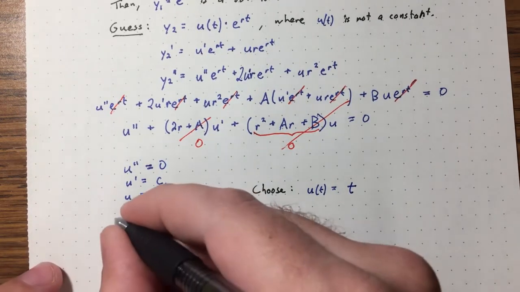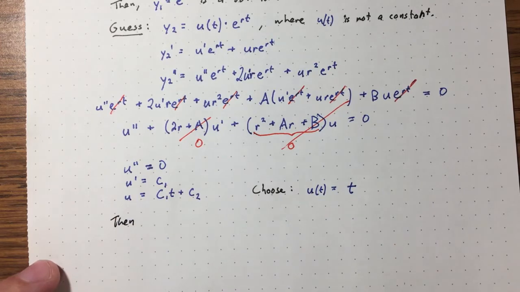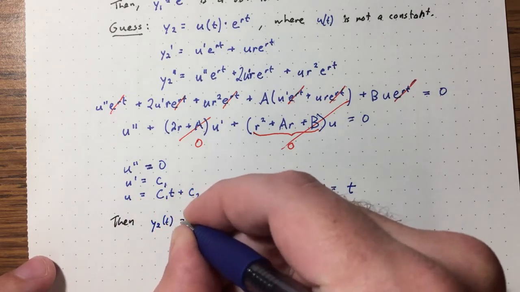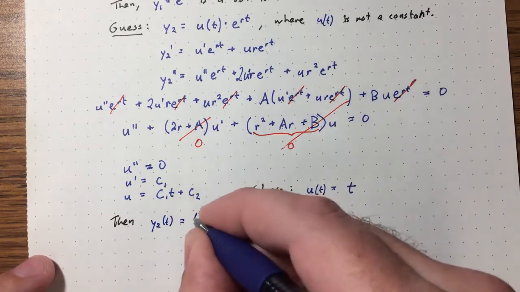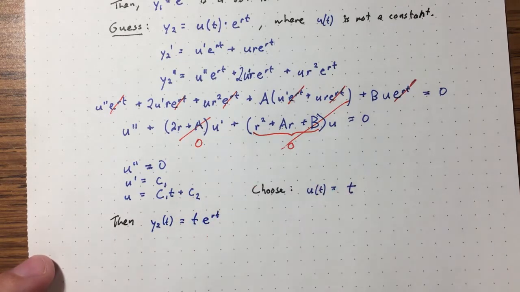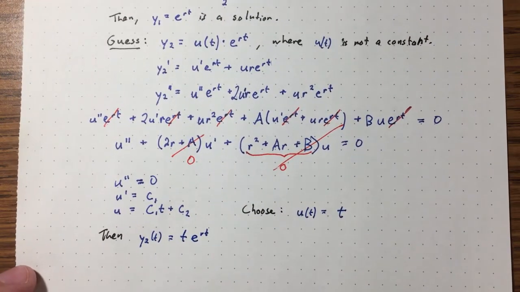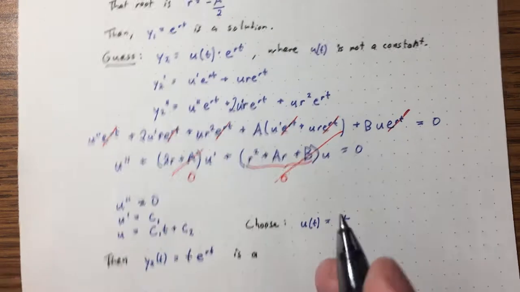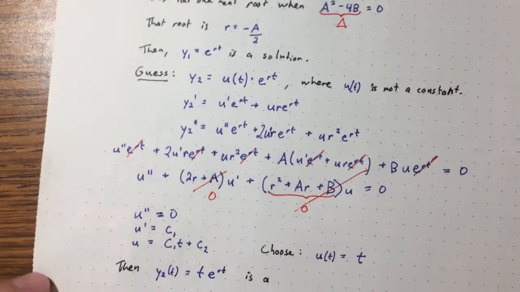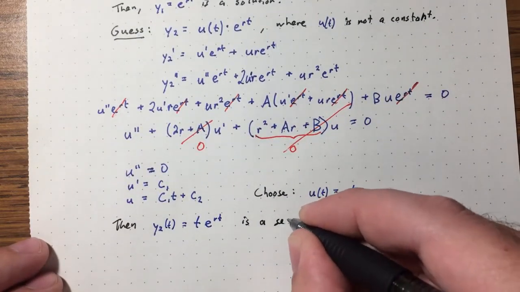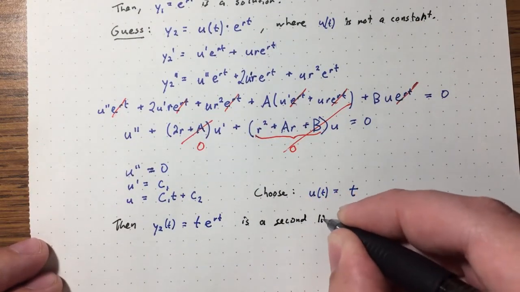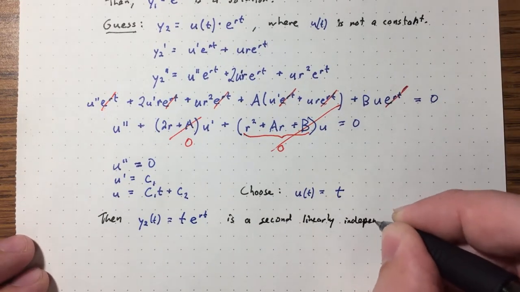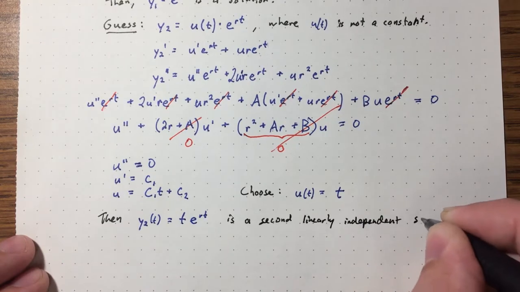Okay. Then y2 of t is t e to the rt. And what do we know? We know that this is a solution. And in particular, it's not just a constant multiple of this one. So it's a second linearly independent solution.